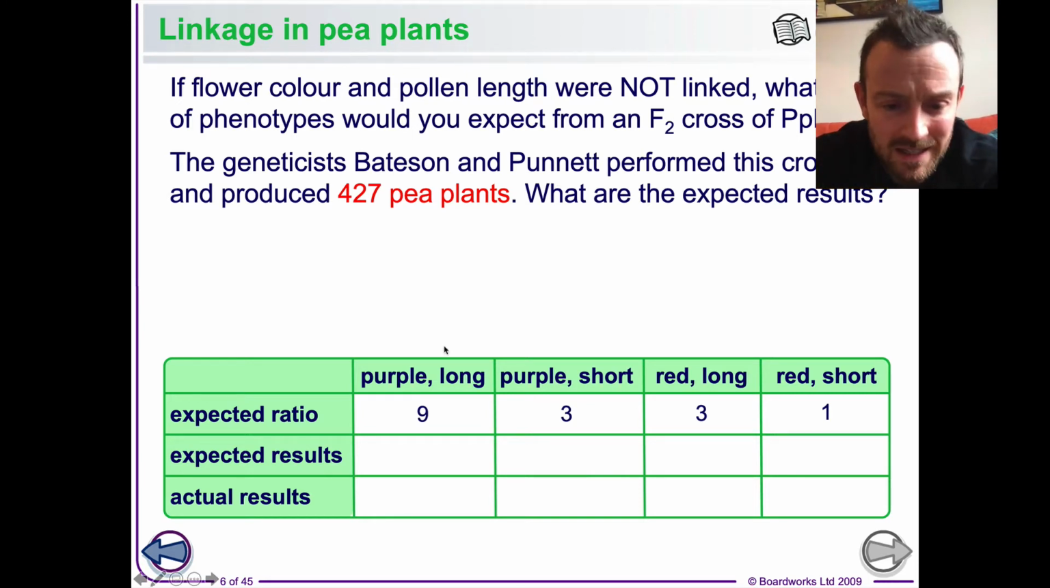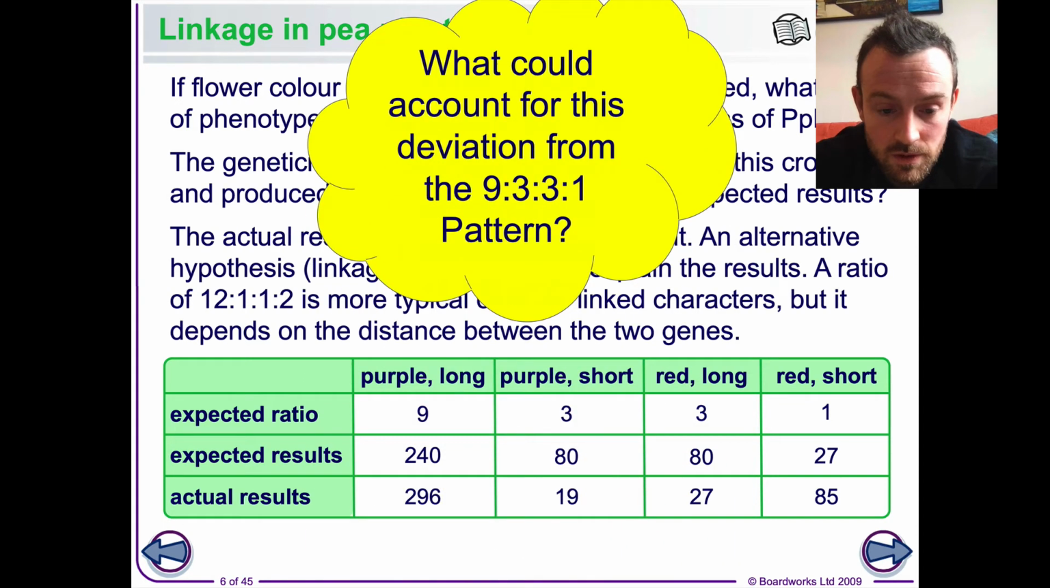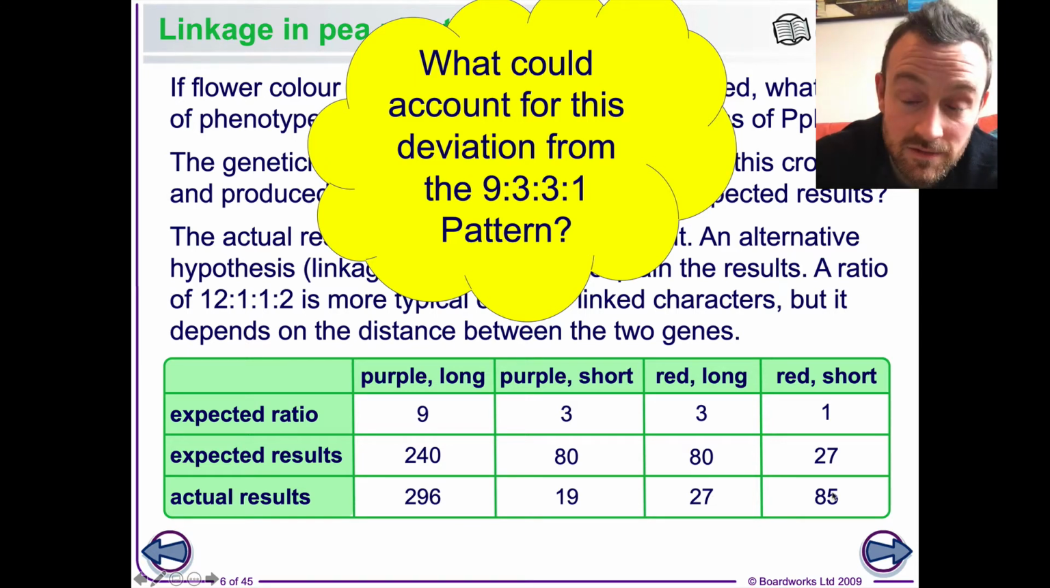And they would have expected a 9 to 3 to 3 to 1 ratio. So you can go ahead and work that out. You'd have to do 9/16 times this number to work out this. And you'd see what the expected results would be. If you'd like, you can pause the video and just work that out now. When they actually figured it out, however, the ratios were very different. The actual results were 296 to 19 to 27 to 85.